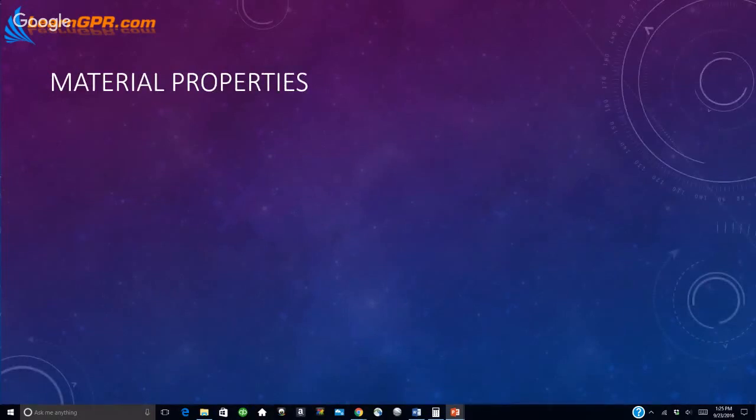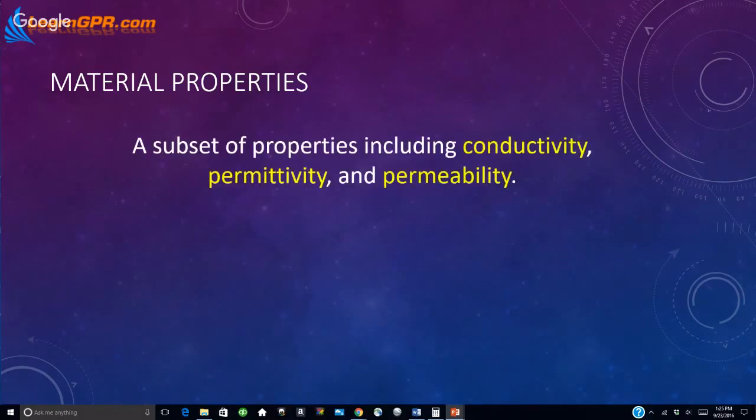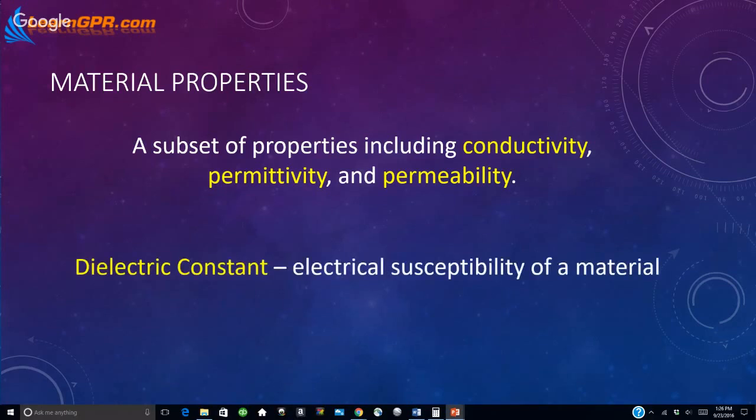So point number 2 that affects how deep your GPR can see is the physical properties of the material that you're surveying in. Really what's important are a subset of properties that include the material's conductivity, its permittivity, and its permeability. Together, these are generally referred to as the dielectric constant of a material.